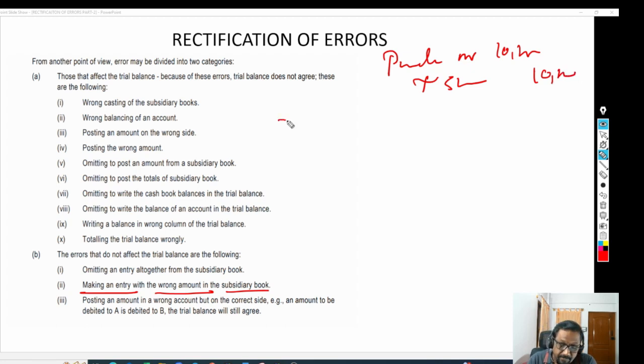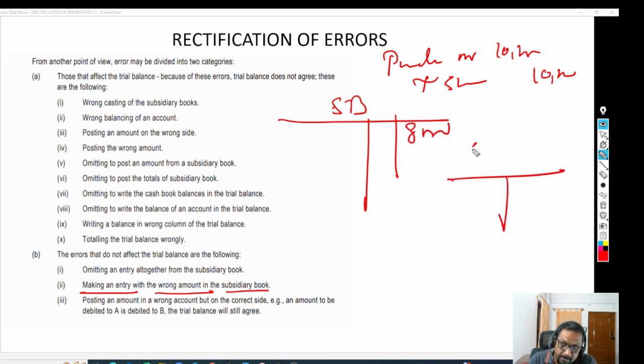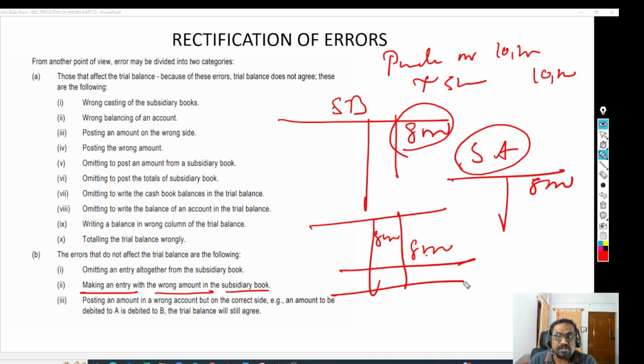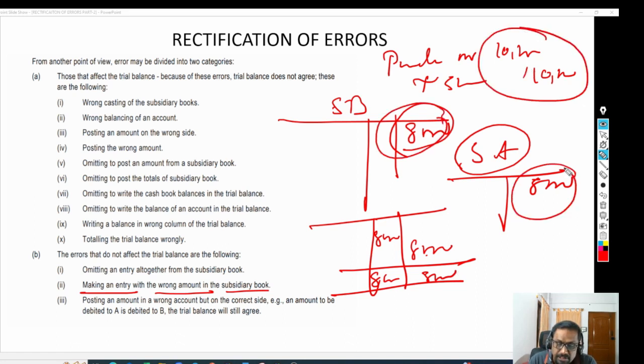But while posting that into subsidiary books, what did I say? I said 8,000, and the supplier account also I posted as 8,000. Now when I prepare the trial balance, purchase account will be showing 8,000 debit, supplier account will be showing 8,000 credit. Both sides' amounts are tallying; my debit and credit are tallied. But what is the purchase you made? 10,000. What is the purchase you posted in your subsidiary books? 8,000. Is it not an error?